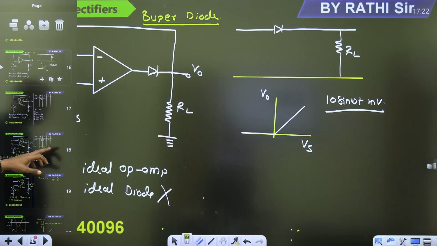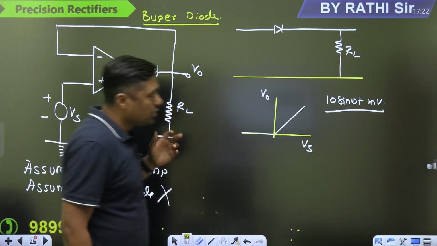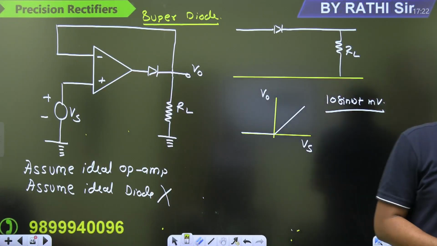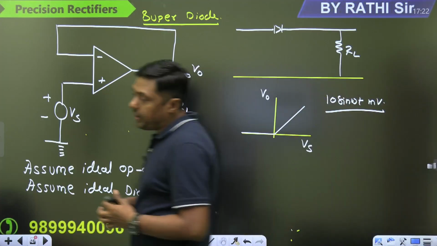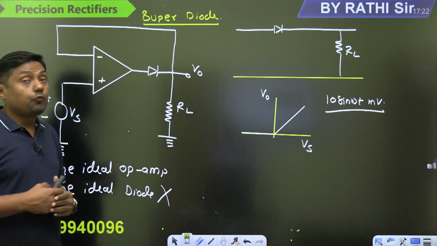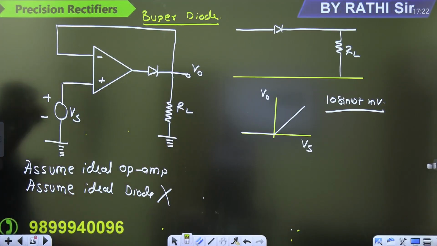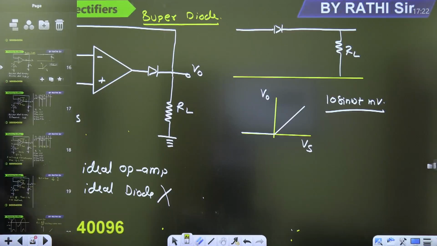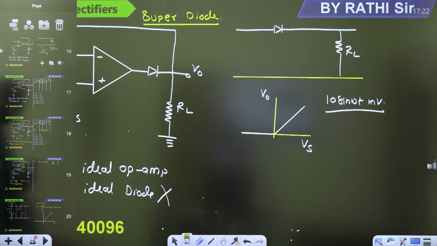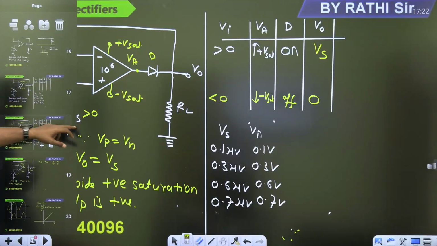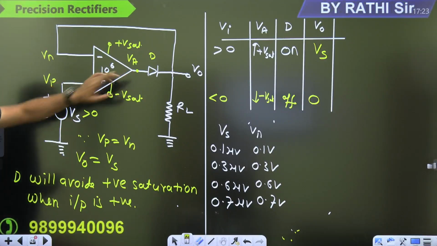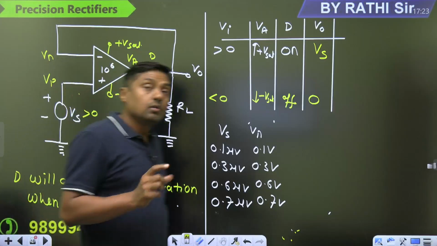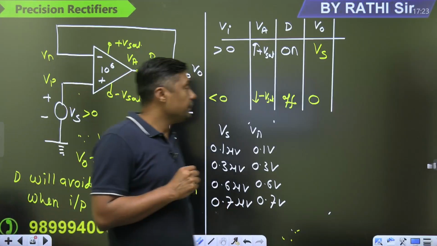Now there are two more questions on this. What is the name of this circuit? That is the active rectifier. What is the name of this, super diode, and so on. Two more important things are required here. First, when the diode is on, what is the voltage at VA? For example, this is the diagram. When the diode is on, what is the voltage at this point VA?